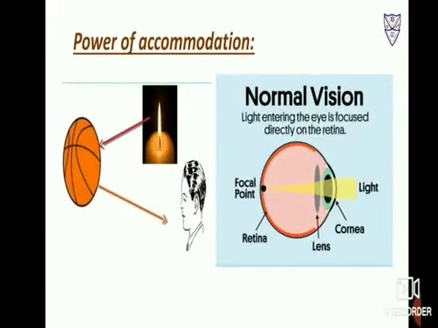Now next is power of accommodation. Power of accommodation means the ability of the eye lens to adjust its focal length so as to see an object located anywhere. This is called power of accommodation. It means we can see any object wherever it is located, without any strain. That ability of the eye lens is called power of accommodation.